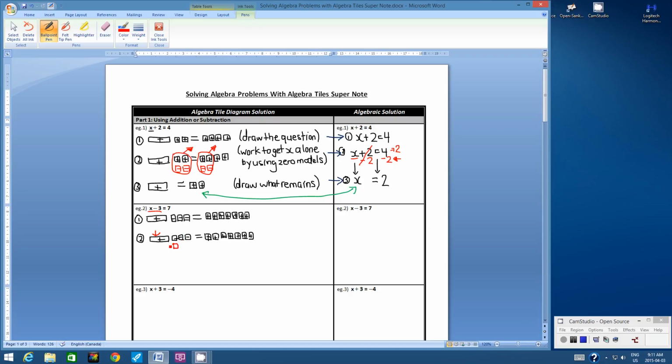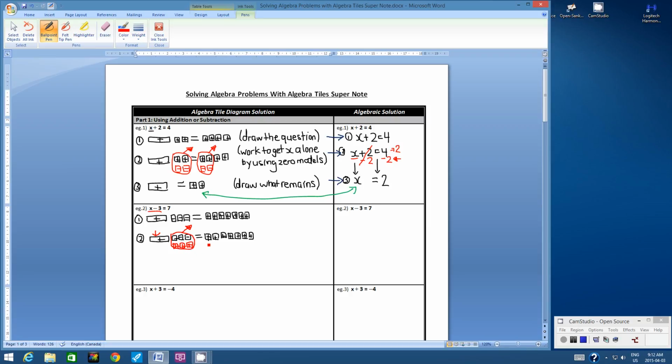Now remember, I'm only focusing on the left-hand side. Right now, I'm totally ignoring the right-hand side. If we add 3 positive tiles, we get rid of the 3 negative tiles. We have to add exactly 3 positive tiles, not 4 and not 2, because that wouldn't solve our problem of getting rid of the 3 negative tiles. That creates a zero model, and this is going to go away. That's good.